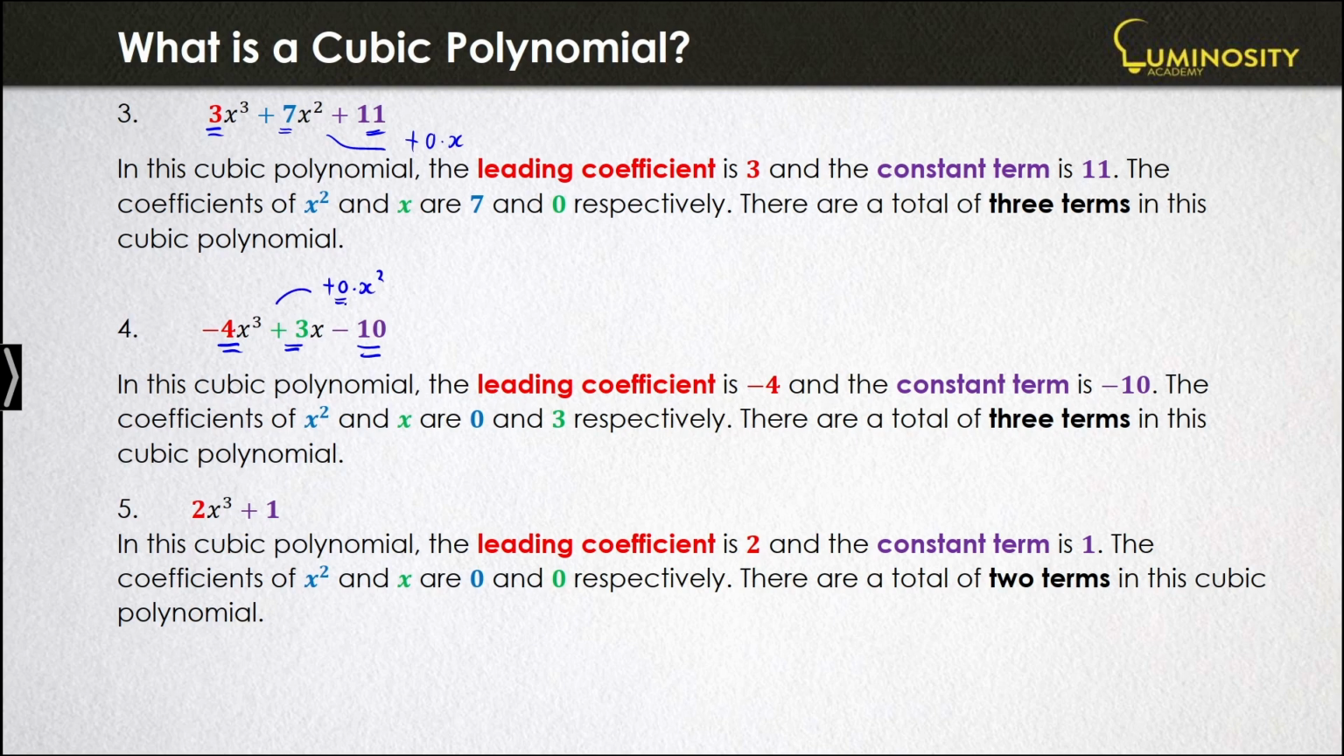Lastly, let's have a look at this one. 2x cubed plus 1. In this one, the leading coefficient is 2. The constant term is 1, but now the x squared and x terms both have coefficients of 0. So this is going to be 2x cubed plus 0x squared plus 0 times x plus 1. And in this case, there are only 2 terms in that cubic polynomial.